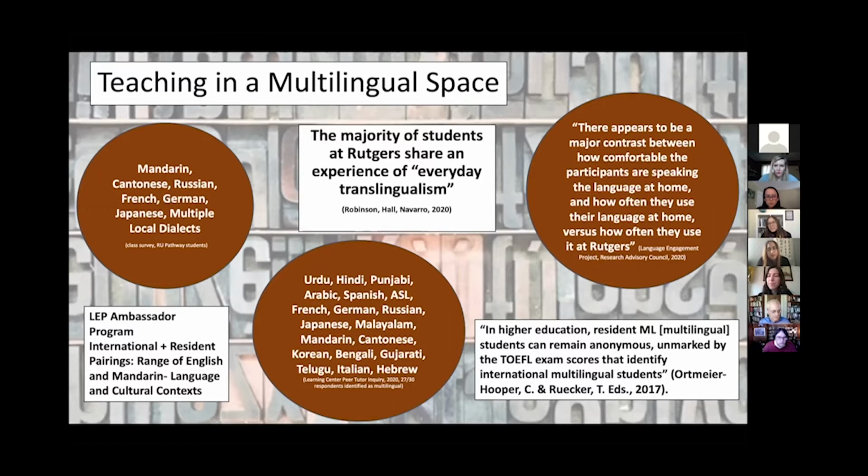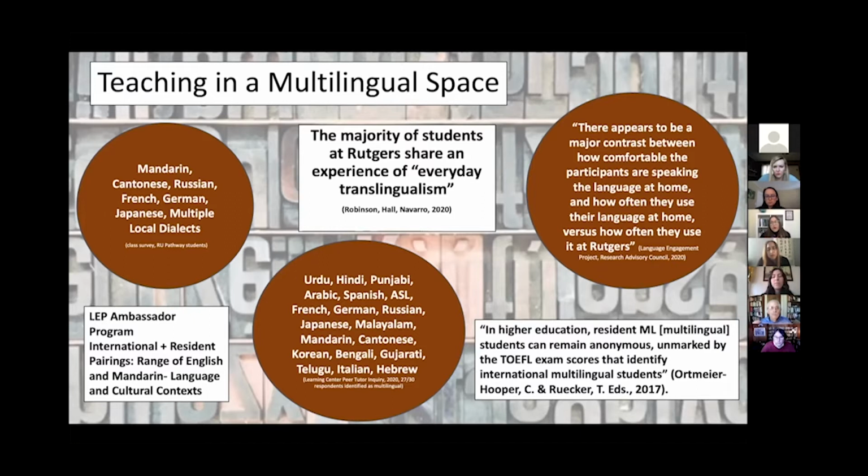experiences of resident multilingual students, which is one of the fastest growing demographics of undergraduates in US institutions of higher learning. And I have cited work here by Ortmeyer Hooper and Rucker that highlights that multilingual resident students are often an overlooked demographic of students because they can remain anonymous because they don't have the TOEFL exam scores and aren't labeled in this ESL way, like international populations. So multilingualism extends far beyond international student populations.